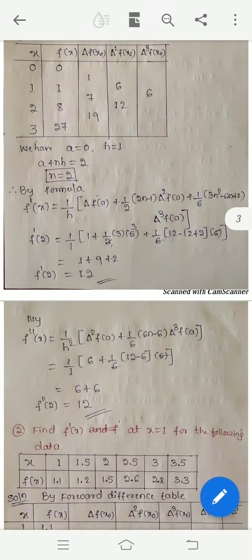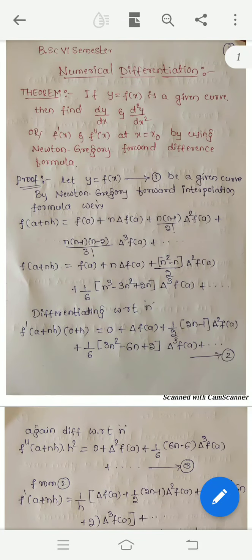Okay, with this we have done the numerical differentiation unit.